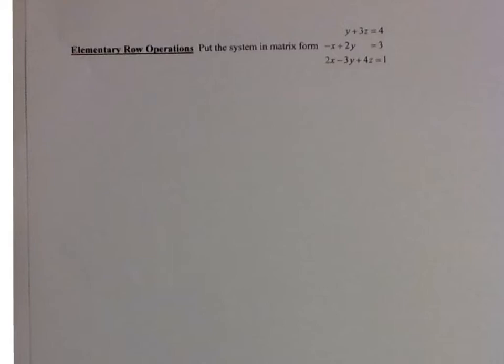Okay, so with matrices, we can do elementary row operations like we were doing before. So you're going to set up the matrix for the system of equations. So I have 0, 1, 3. We're going to do an augmented dotted line, 4. And then -1, 2, 0, 3. And then 2, -3, 4, 1.